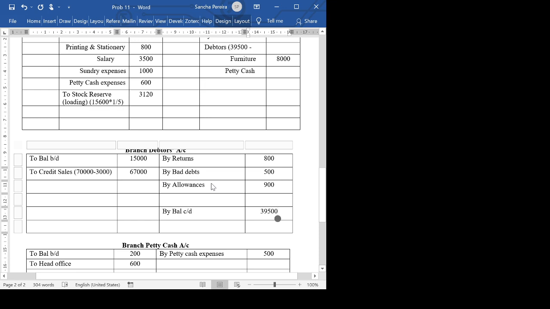Can anyone guess why I'm not taking the RDD here? Reserve for doubtful debts. Can anyone guess? Look at all these transactions. Try to kind of get a difference between all these transactions and RDD. How is RDD different from all these transactions that we have noted in the debtors account? And that's the reason I'm not taking it. If you're able to find that difference, how is RDD different? Though it's connected with debtors, but how is it different from all this?